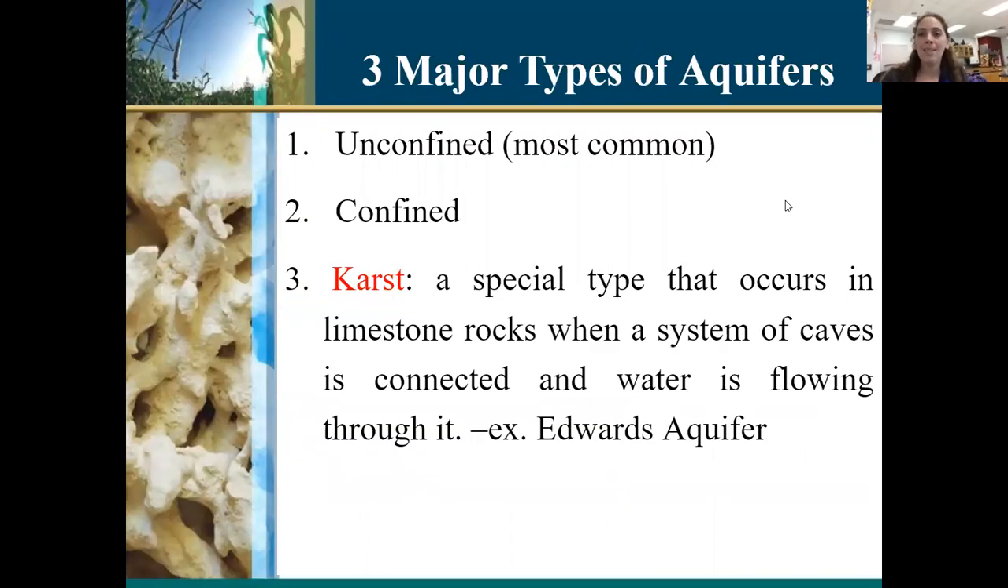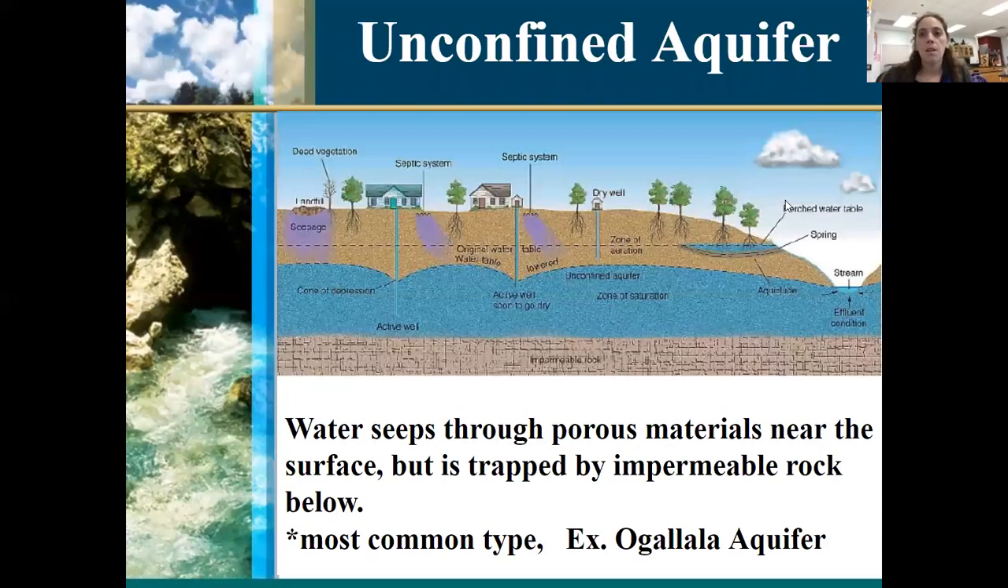We have three main types of aquifers. There's an unconfined aquifer. This one's the most common. Confined aquifers, and then the karst, which is the most uncommon. Karst is a special type that occurs in limestone rocks when a system of caves are connected and water is flowing through it. We're going to spend a lot of time today talking about the karst aquifer because that is the type that is our Edwards Aquifer. So let's look at the other two first.